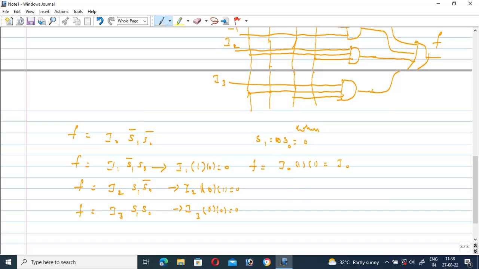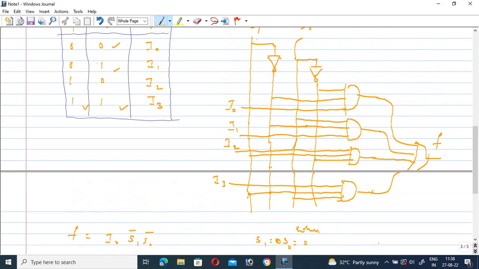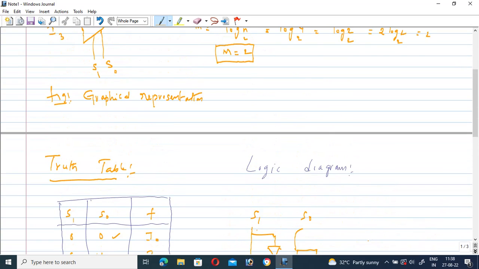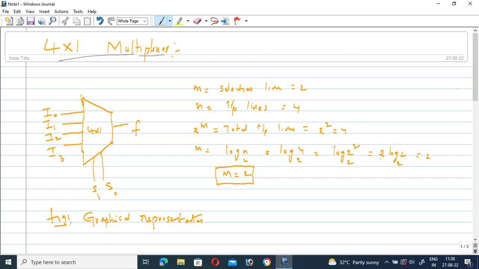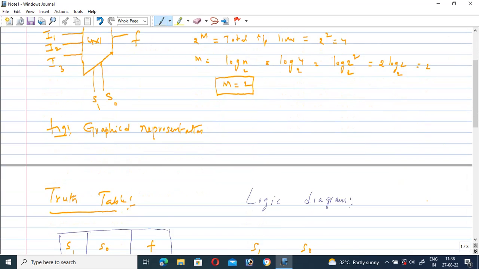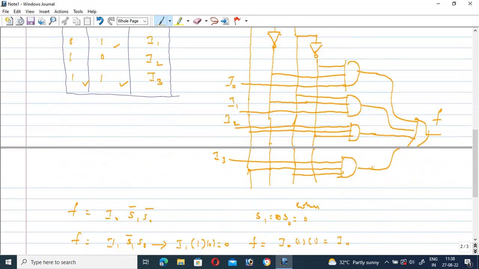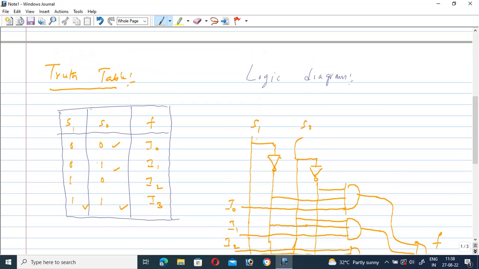Okay, this is the way the 4 by 1 multiplexer is going to work for the corresponding circuit diagram. This is the truth table and a logic diagram for this one. If you know this, we can write the theory point of view. Okay, let us see it in our mother tongue also.